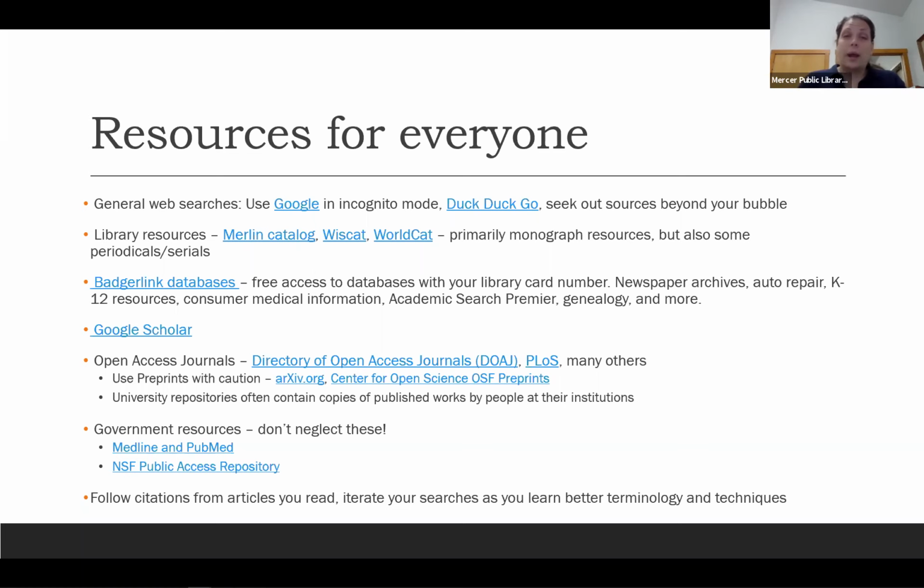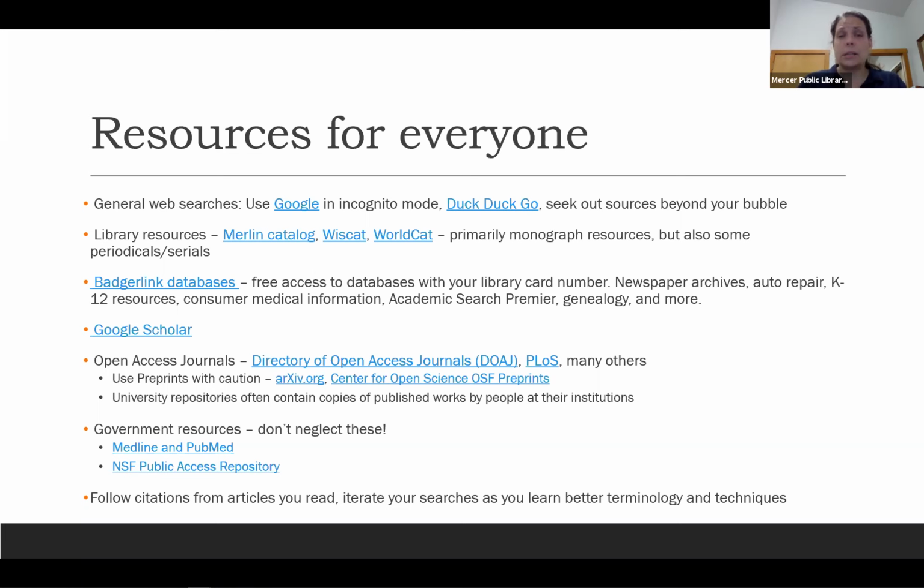Books are also a great way to get an overview on a topic. Books can be very, very detailed. Academic books can publish current scholarly writing on a topic, but the kind of books you find in public libraries, you'll find through our Merlin catalog, that's our library's catalog. WisCat is the state of Wisconsin catalog. That one includes public libraries all around the state and academic libraries, so the UW system and the technical college system. And then WorldCat is the worldwide library catalog, and that includes libraries all over the world.